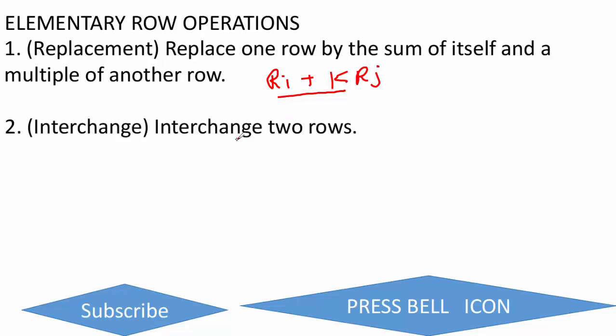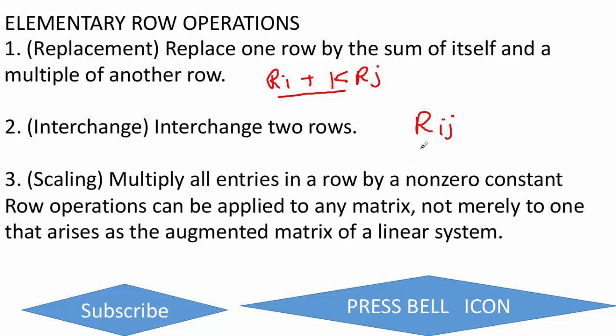Second, interchange two rows. That means interchange ith and jth row. It is called as Rij. And third operation is scaling. Scaling means multiply all entries in a row by non-zero constant. That means k into Ri. Every element in ith row can be multiplied by a constant or by a scalar number.